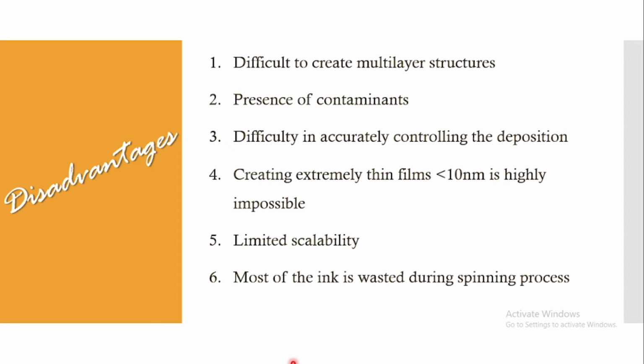And finally we can also see that most of the precursor liquid, that is the ink, will be wasted during the spin-off process. It is said that almost 95% of the ink will be wasted. Due to higher angular velocity, the extra solvent or precursor solution over the substrate will be expelled out from the substrate. Generally 95% of the liquid will be expelled out and only 5% is utilized for formation of the thin film. So here we can say that there is a loss of precursor material.